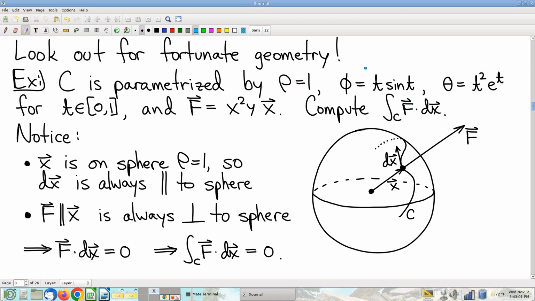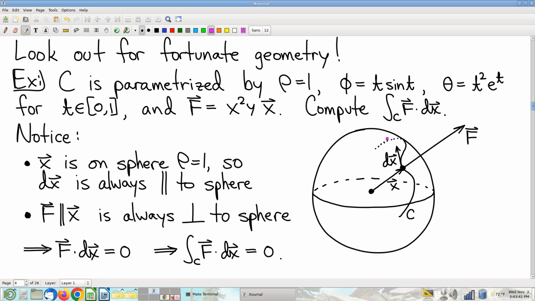Notice though, because rho is 1, this curve, whatever it is, is confined to the surface of this unit sphere. It's stuck on rho equals 1, so it's like it's moving along the surface of the Earth, or something like that. Now you could compute this by brute force, and I really don't want to, and I really advise you not to. I think it'd be a nightmare. I'm not even sure it's tractable. It'd be a monster.